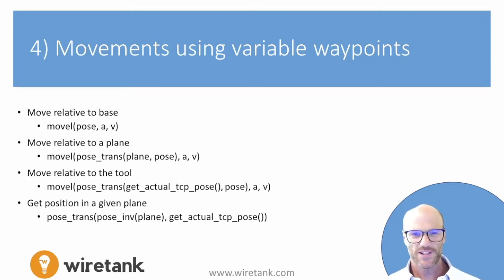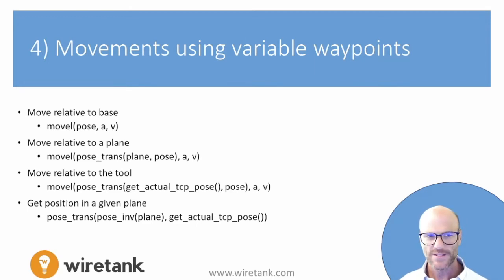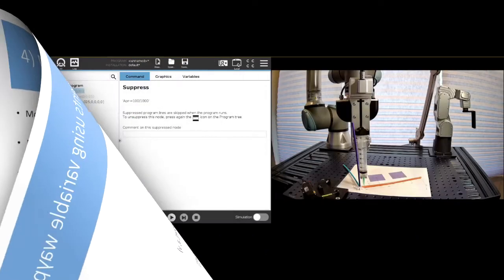All right, so this is where things are going to get very interesting. We have now defined the concept of TCPs, planes, and variable waypoints, what these poses are. So now we're going to walk through different examples about how to move relative to the base, relative to a plane, relative to the tool, and how to get the position in a given plane. We will solidify all these concepts through an example.